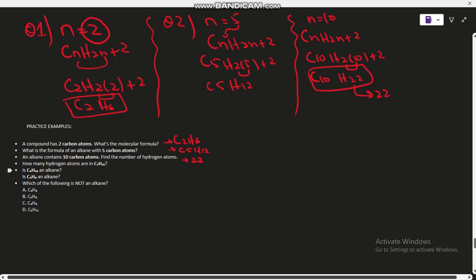Okay, let's look at question number 4. Question number 4 says how many hydrogen atoms in C7H16? Already told you how many hydrogen atoms there are. This is 16 hydrogen atoms.